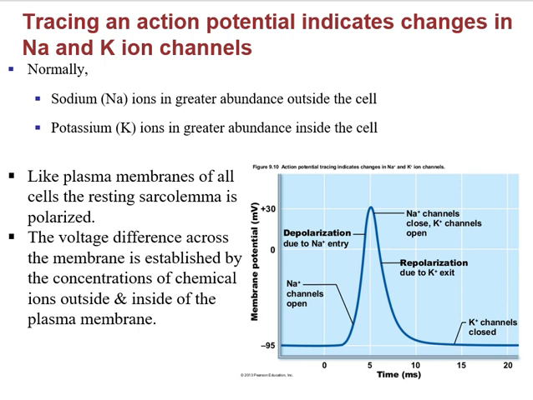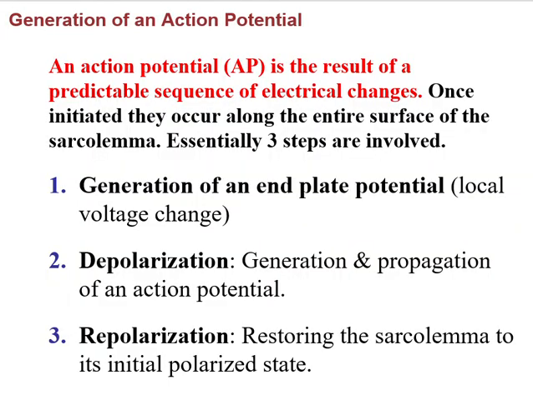There's going to be multiple steps when it comes to generating an action potential in a skeletal muscle fiber. The first step is going to be generation of an end plate potential. That's the local depolarization, or the local voltage change. Then we actually get depolarization, where we see the travel of that electrical current or action potential along the entire sarcolemma. And then step 3 is the reset stage, repolarization, where we restore the sarcolemma to its initial polarized state.